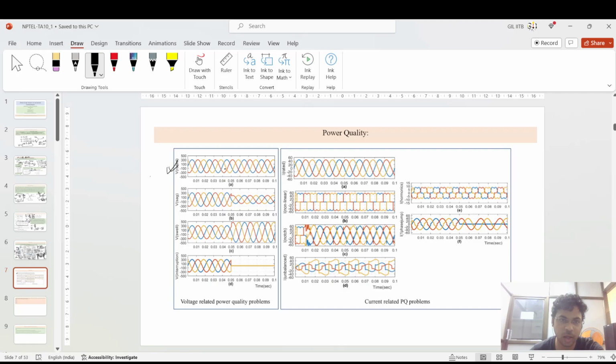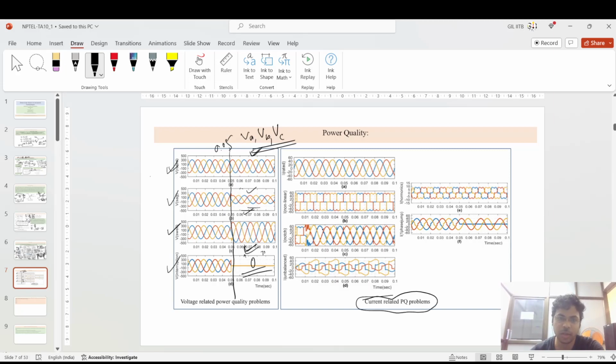Suppose you see the V rated condition. This is a normal situation till 0.05 seconds, where the normal voltages VA, VB and VC are symmetrical with a 120-degree phase shift. Suppose a voltage sag comes, a sudden drop of voltage you can observe in the system. The same happens with the voltage swell, where you see a rise in the voltage at particular situations. And the voltage interruption is a sudden drop of the voltage going to zero in all phases.